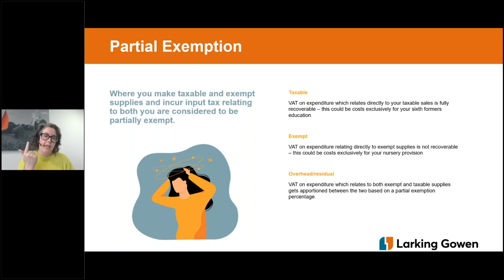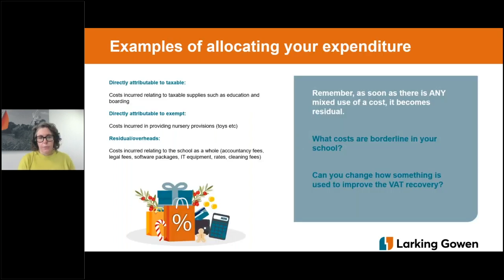What we've got that's income that is VAT exempt. And then we will have some costs that are mixed use or overheads or residual costs. And that is where we undertake our partial exemption calculations. So we're going to have to, first of all, do our attribution of costs.